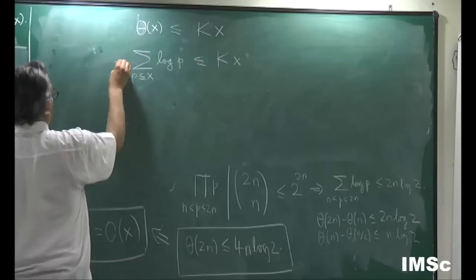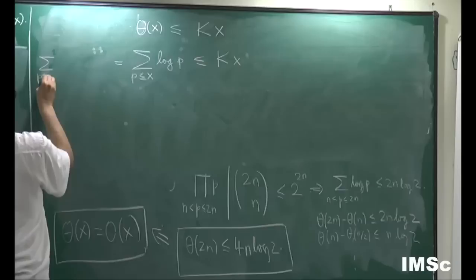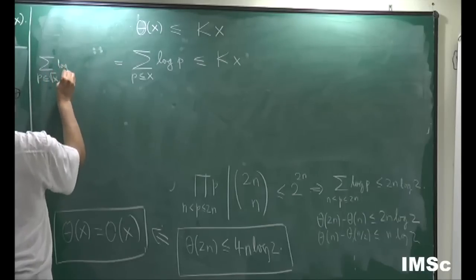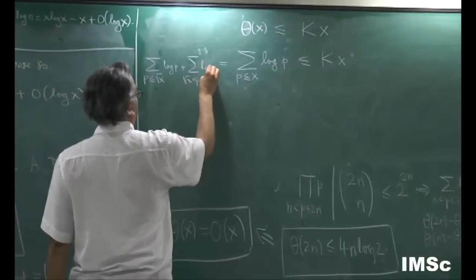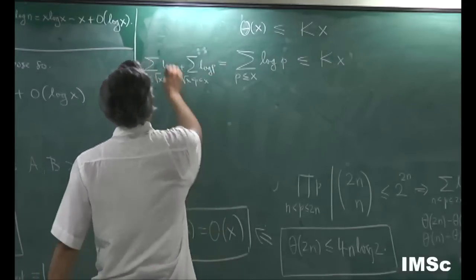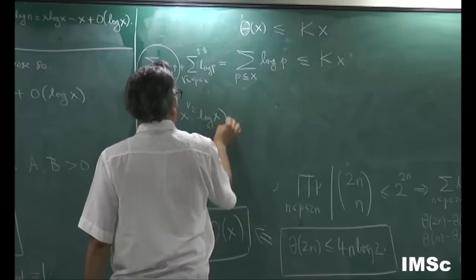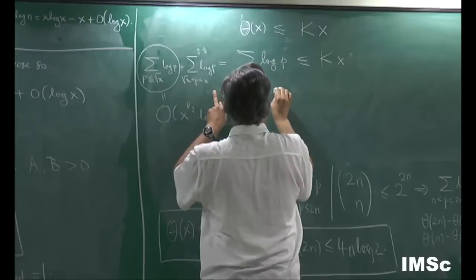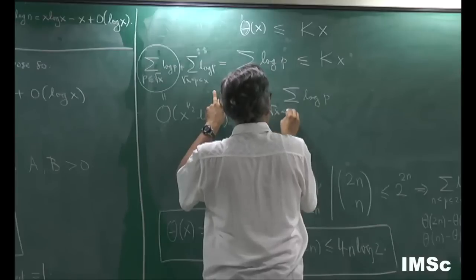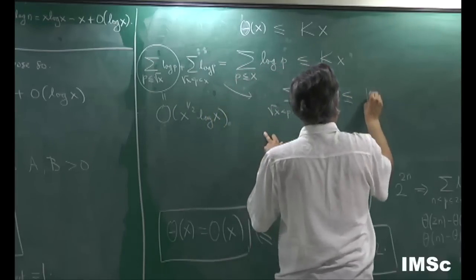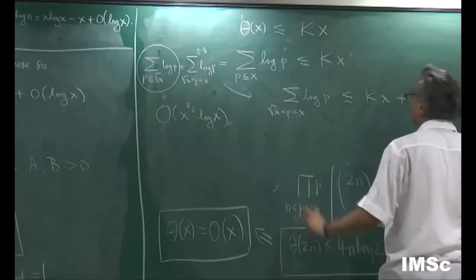and I can split this up into p less than root x, log p, and p bigger than root x, log p, and recognize that this guy is O of root x log x. And then this guy is now pi, summation log p, root x p x is bounded by kx plus O of x to the half log x.